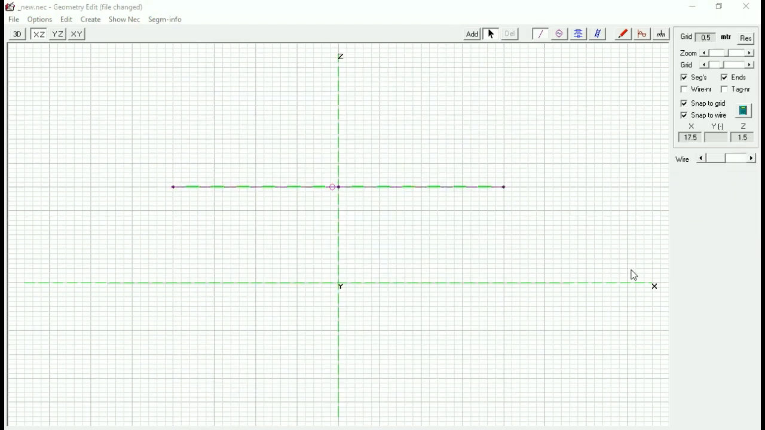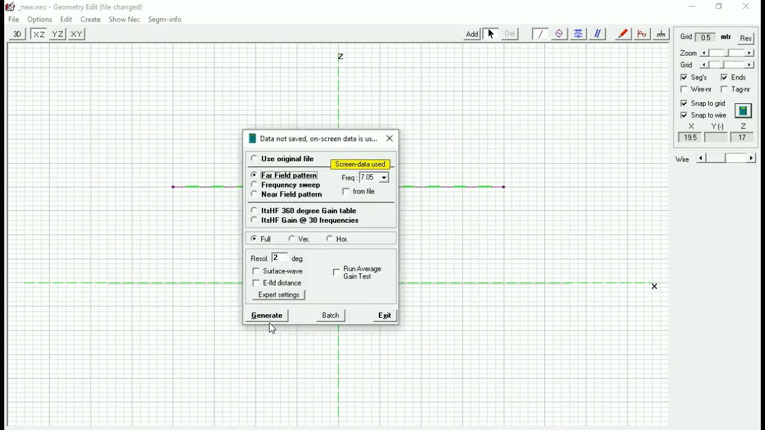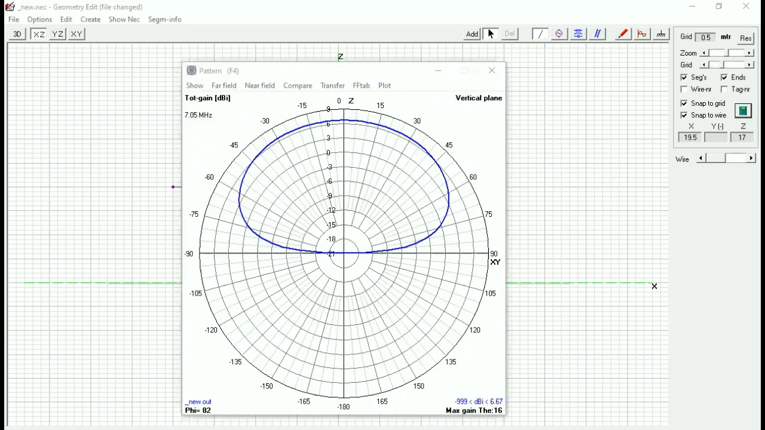Now let us take this simple dipole for the 40-meter band. This is at 10 meters high, that is a quarter wavelength high above a good ground, and we will run the far field pattern for this antenna. We can see that there is a significant lobe towards the sky, which makes it a very good NVIS type of antenna for local and regional communication.